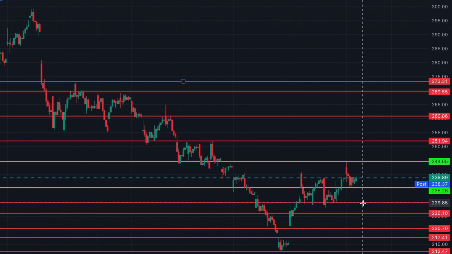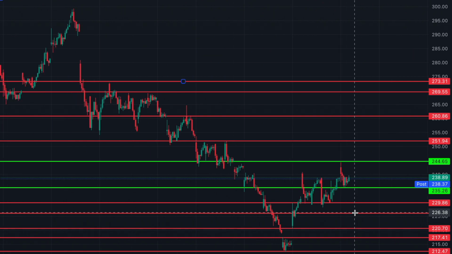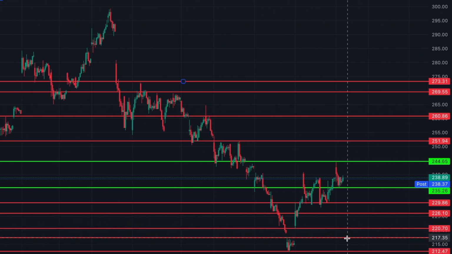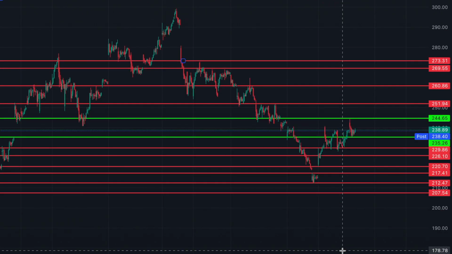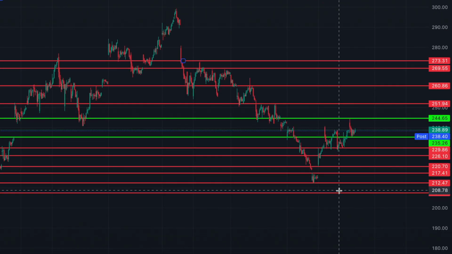To the downside, I would most likely wait for it to break this 229s. I would play it to 227s just to be on the safe side. If we can break the 221s, 220s, then I would most likely play it down to 218s. And then if it breaks this, to be honest, I don't know if I would play that. I would most likely wait until it breaks this 212 to 211, and then I would play it to the 207s. I would probably get out around 208, and that's that for this week on Tesla.